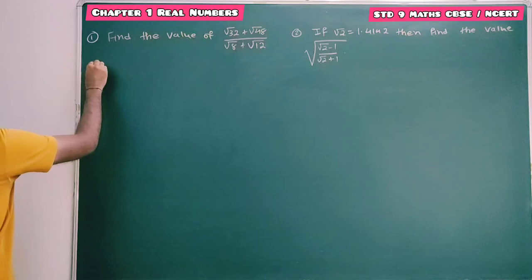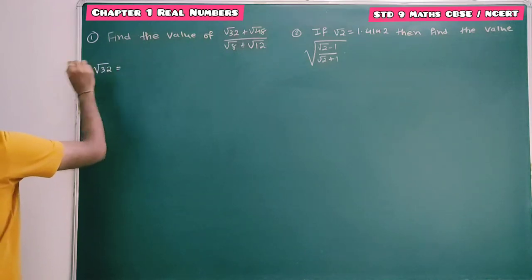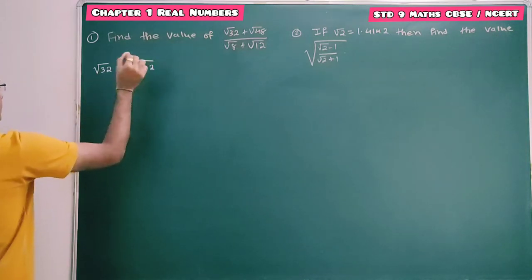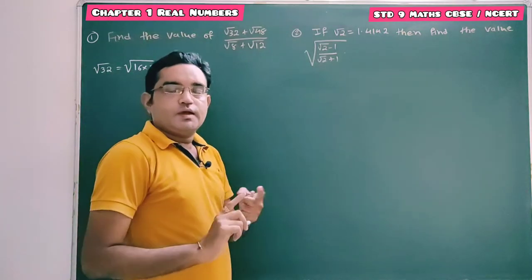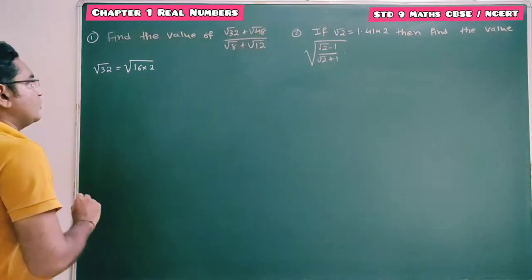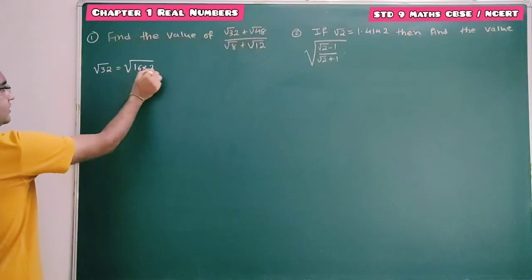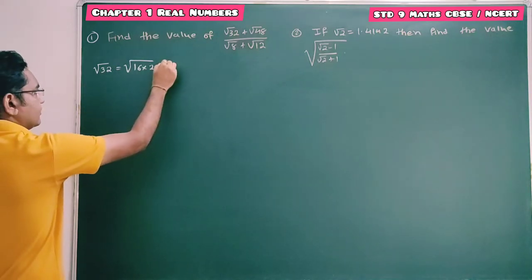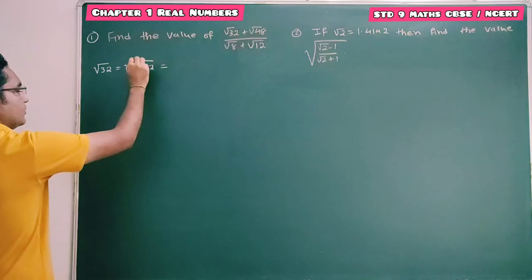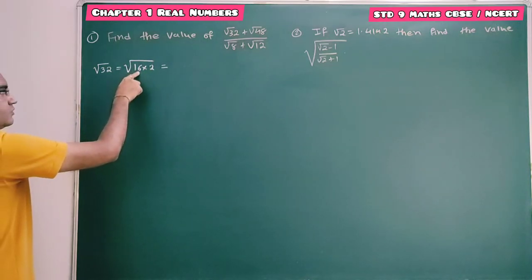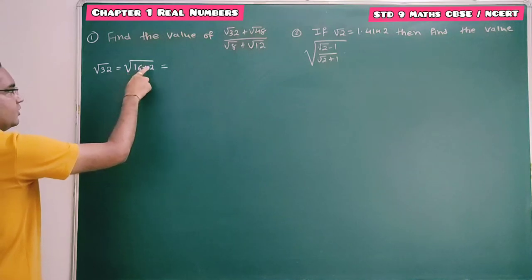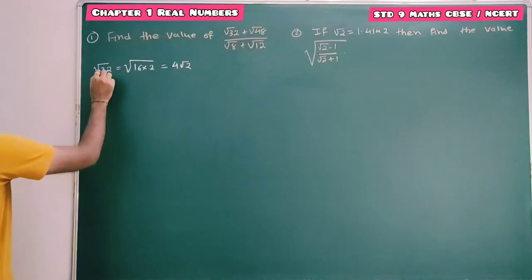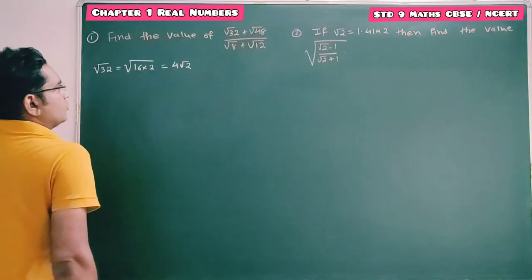So here first we write the value of root 32. So what is root 32? Root 32 is nothing but root of 16 into 2, writing the number as a factor which consists of a perfect square number. So 32 has factors 16 into 2, where 16 is a perfect square number. If a perfect square number is there under the square root sign, we can easily find its square root. So the square root of 16 is 4 and the square root of 2 is root 2. So this one is 4 root 2. We can simply replace this root 32 with 4 root 2.